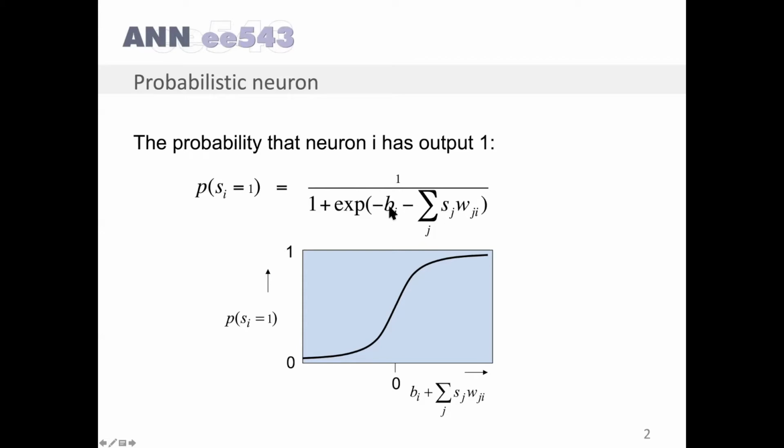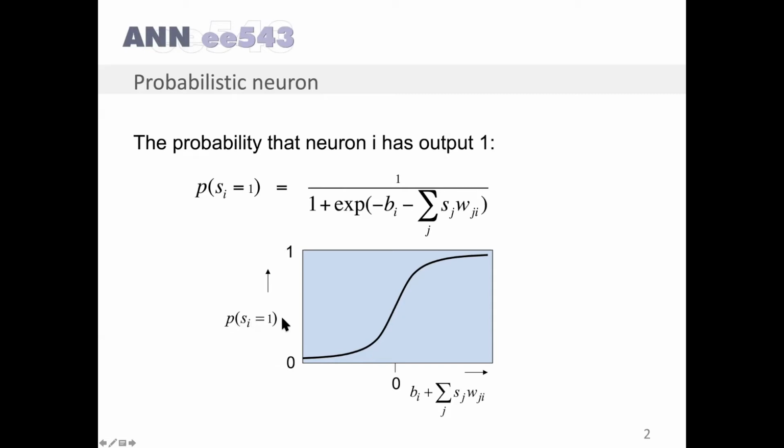If the activation is high, that means that this value will be small, so the probability increases. If the activation is too large, if it goes to infinity, then probability of that neuron have output 1 approaches to 1. Otherwise, if the activation is negative and large, in that case, we will have a positive large value here. So this part approaches to infinity. 1 divided by infinity approaches to 0.